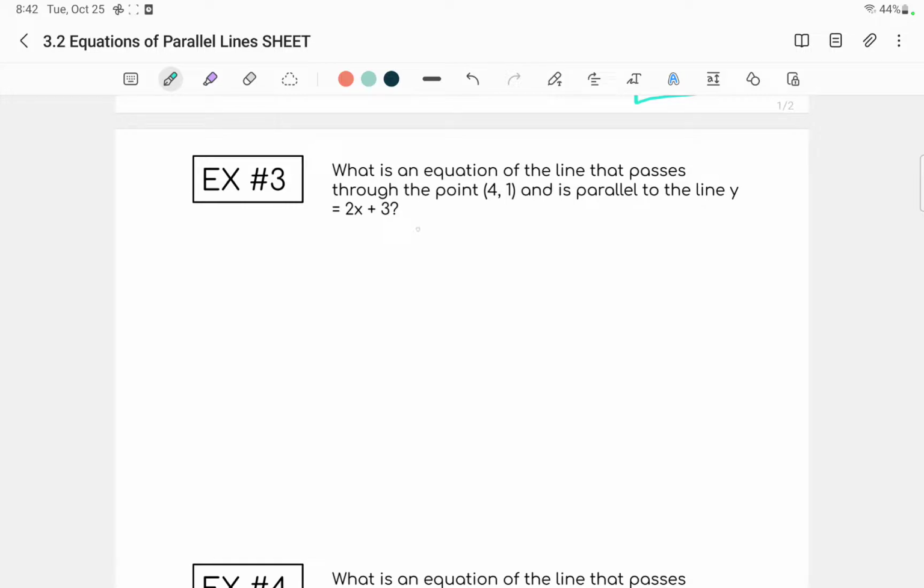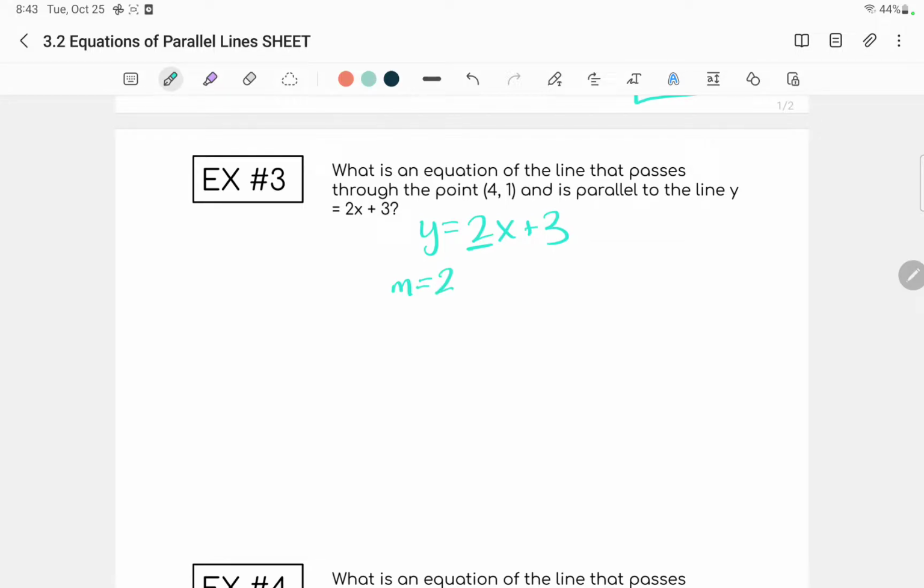So again, I'm just going to make sure this is in slope-intercept form, which it is. I'm just going to write it again so we can see it more clearly. So y equals 2x plus 3. So my slope is 2. So I know the slope of this line is going to be 2.